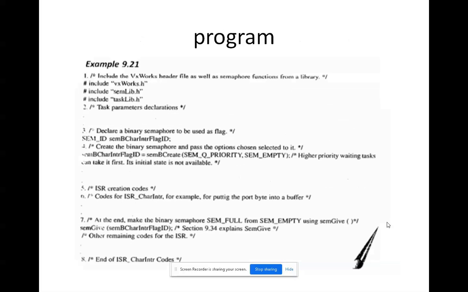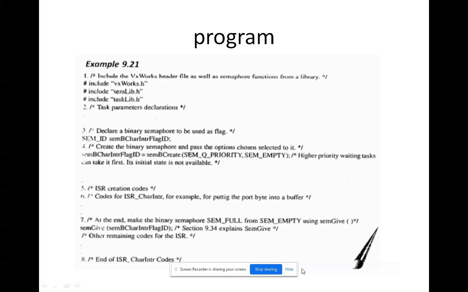This is the example program. Here you are going to create the header file as well as the semaphore function from your library by including vxWorks.h, #include semLib.h, #include taskLib.h. You will be declaring the parameters for the task. Here, after declaring a binary semaphore to be used as a flag, you will be writing the variable. So create the binary semaphore and pass the selected option to it.